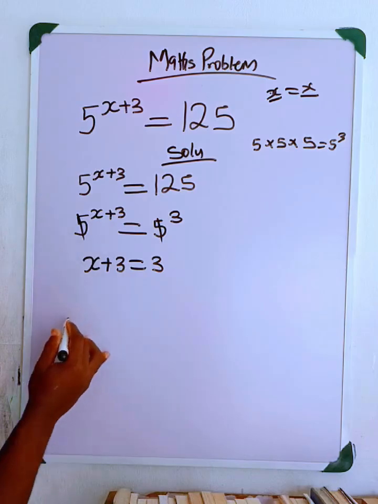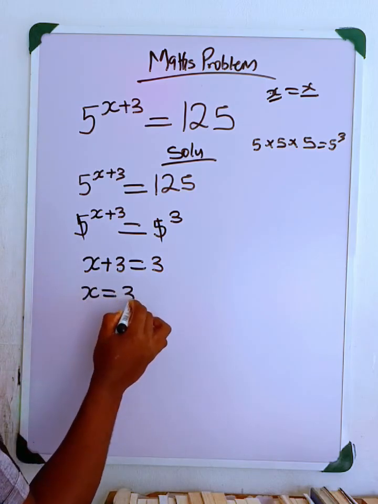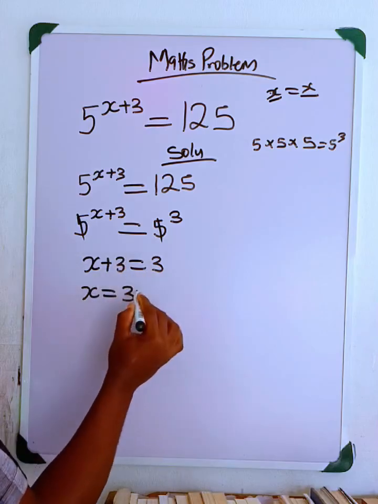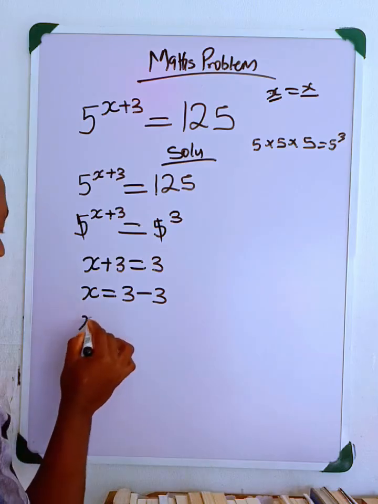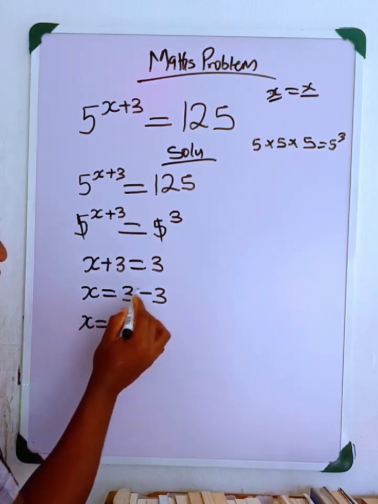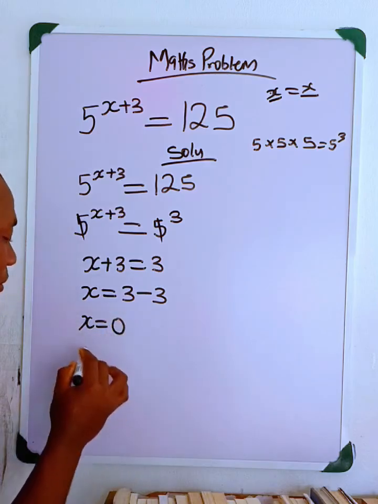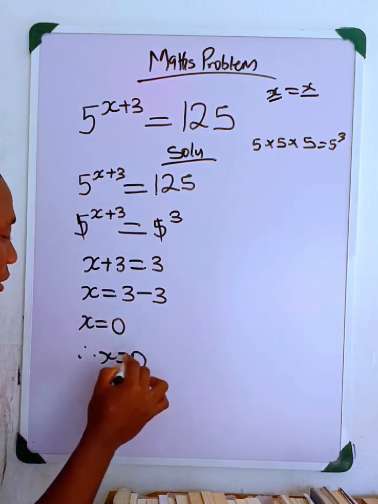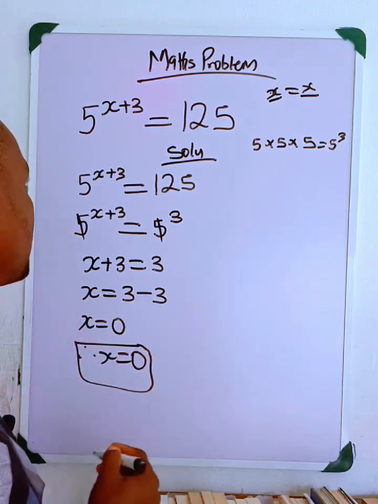3. All right. Now what we have is x equals 3 plus 3 crosses the equality sign and becomes minus 3. X equals 3 minus 3, which is 0. So what we now have is 0. Therefore, x equals 0. Is it possible? Very possible. It's possible for x to be 0.